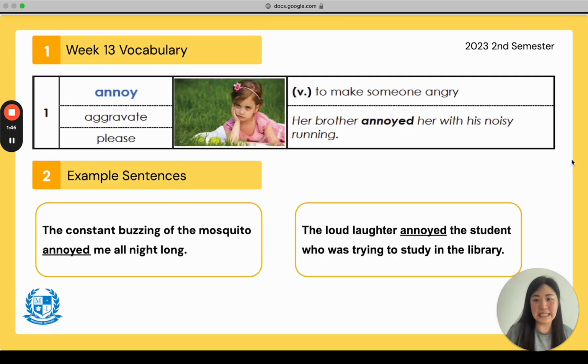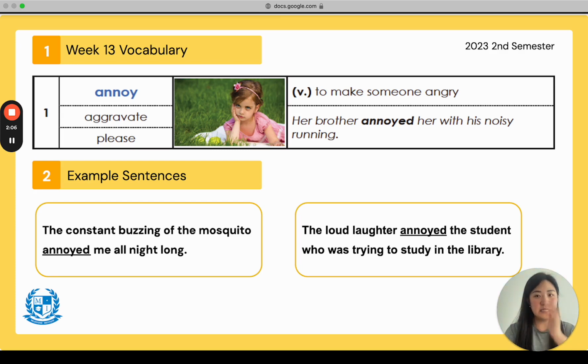So let us get started. Week 13, everyone please turn to page 76, okay? 76, I'll give you a few seconds. 3, 2, 1, boo! And the first word here is annoy. Everyone say annoy.